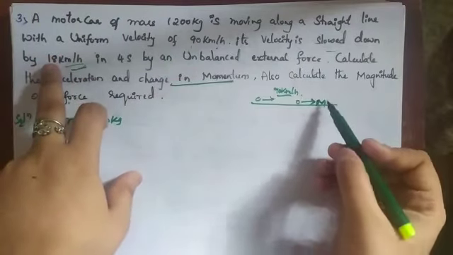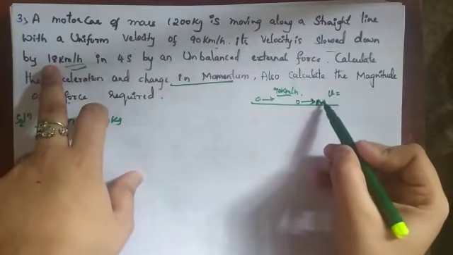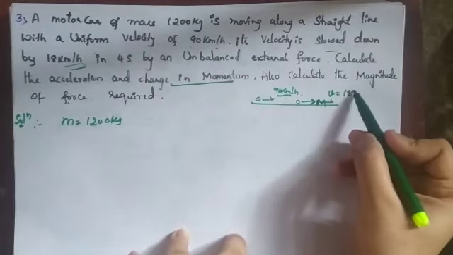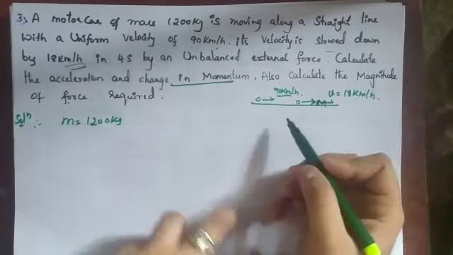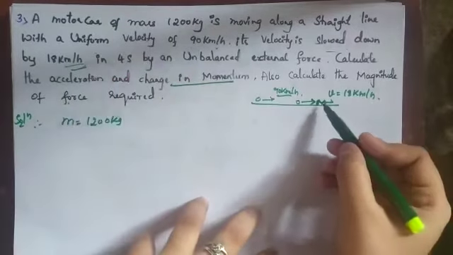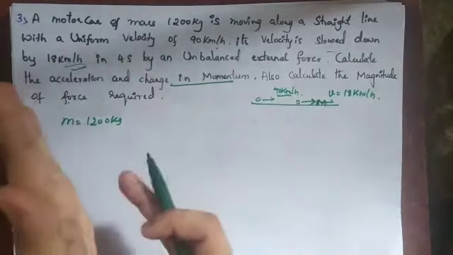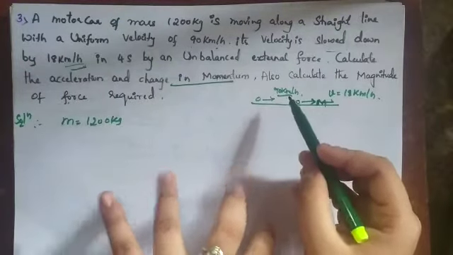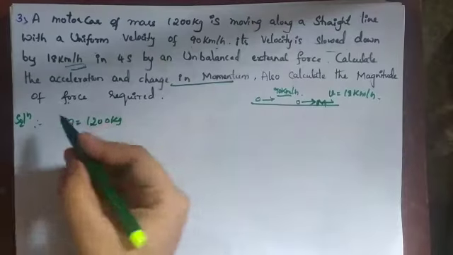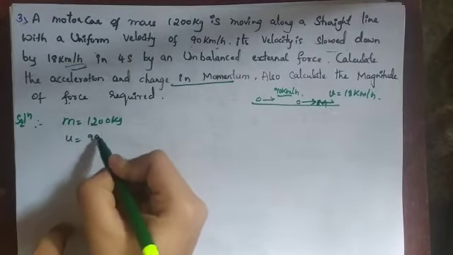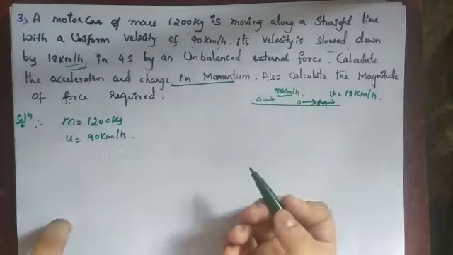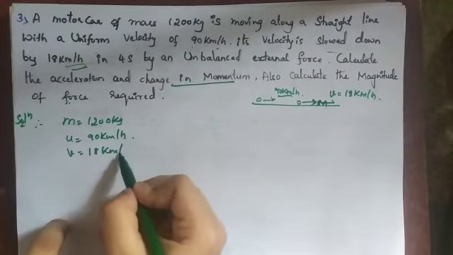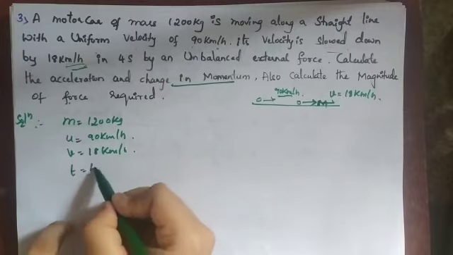So after the hump, its velocity has become 18 kilometer per hour. That means within 4 seconds, when it goes over the hump, its velocity has changed from 90 kilometer per hour to 18 kilometer per hour. So initial velocity is 90 kilometer per hour, final velocity is 18 kilometer per hour, and time t is given as 4 seconds.